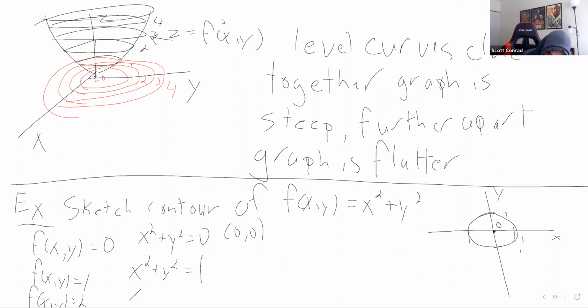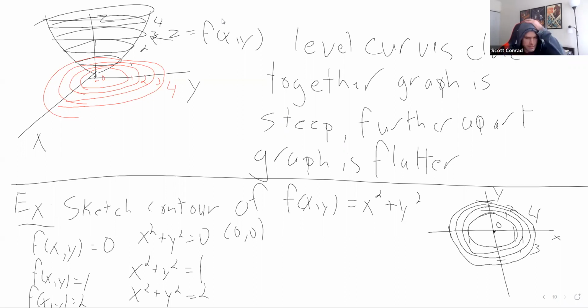F of x, y equals 2. We're looking at the set of points satisfying x squared plus y squared equals 2. Well, that's a circle of radius square root 2 in this case. So square root 2 is a little bit bigger than 1, not quite 2, because square root 4 is 2. And then similarly, f of x, y equals 3 is going to be a circle of radius square root 3. F of x, y equals 4 is going to be the circle of radius square root 4, which is 2. And so we're just going to get a bunch of circles.